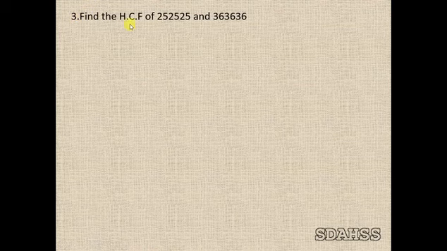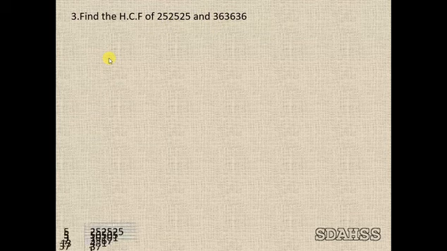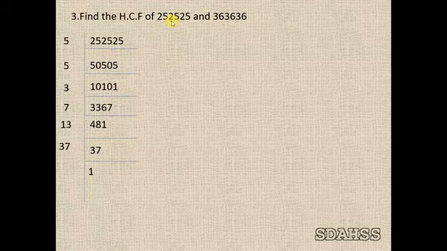Third sum, find the HCF of 2,52,525 and 3,63,636. First consider 2,52,525. It is divisible by 5 table. 5 5s are 25, 0, 5 5s are 25, 0, 5. Again it is divisible by 5. So 1, 0, 1, 0, 1.